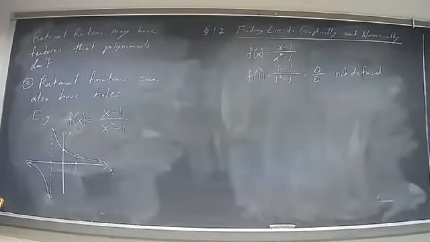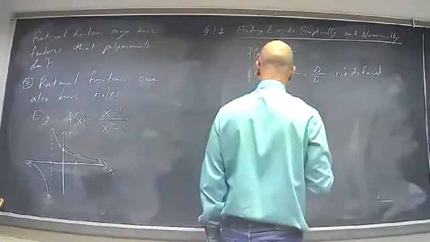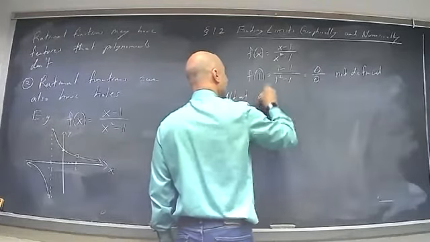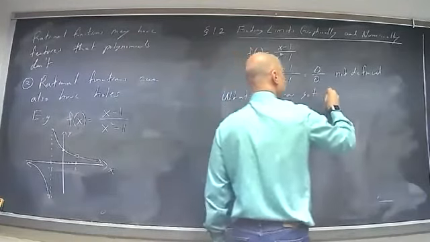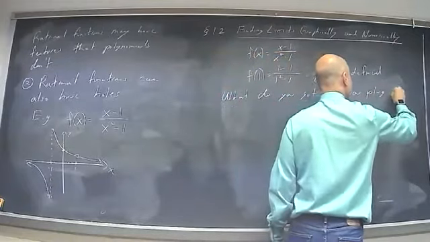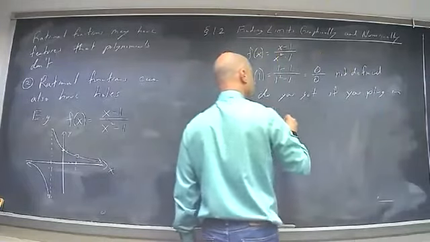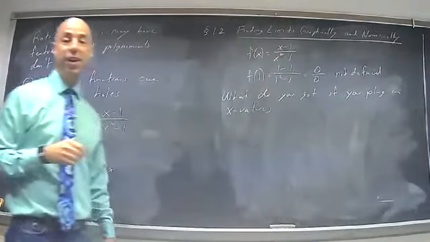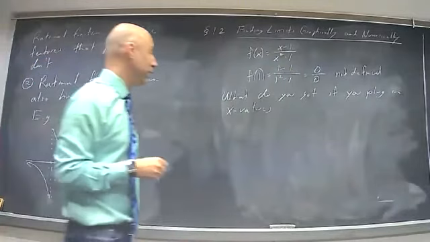But I have a question. What happens as you plug in values closer and closer to 1? So what do you get if you plug in x values closer and closer to 1? I'm going to ask you to pull out your calculator at this point. If you're using the calculator app on your phone, pull out your phone and bring up your calculator app.